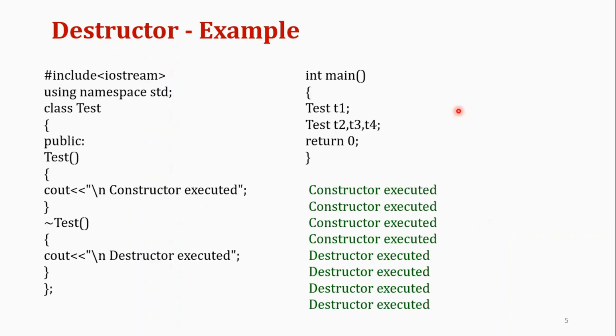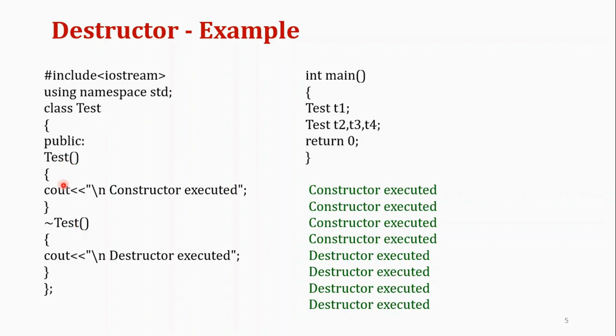Check out this code. The class name is capital T Test, and we have two special member functions. One is the default constructor, and this one is the destructor. The destructor is similar to the constructor: no return type, no parameter, and the same name as the class name. The only difference is that the tilde symbol is prefixed to the function.